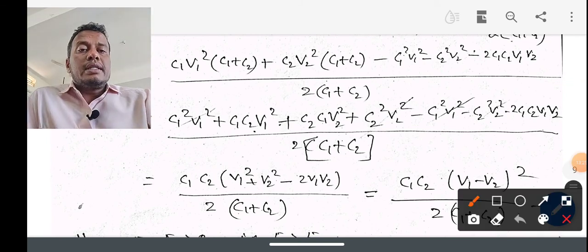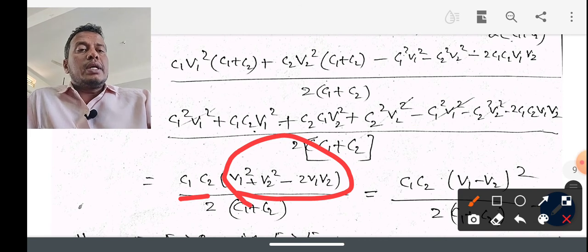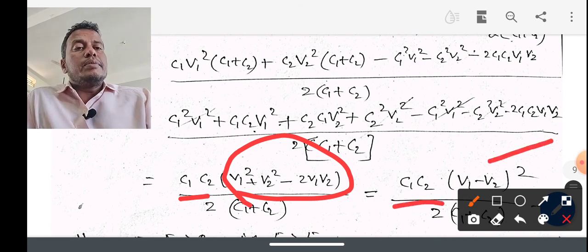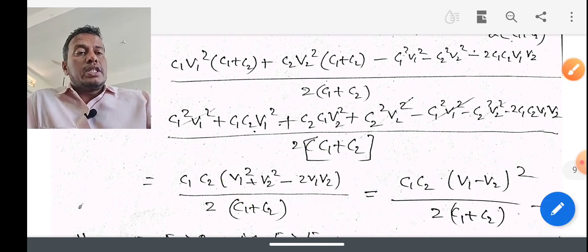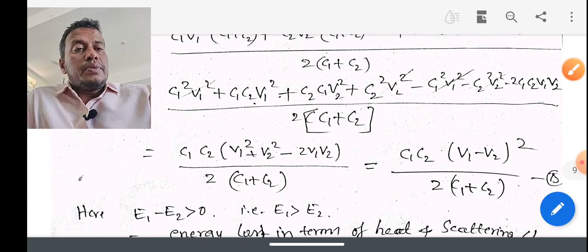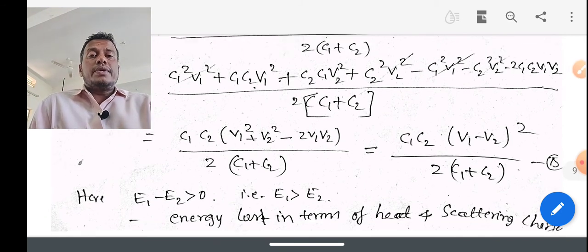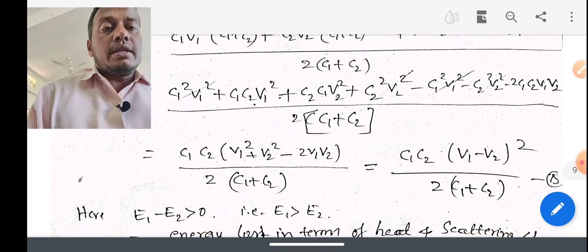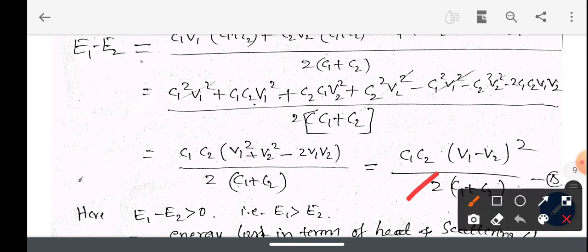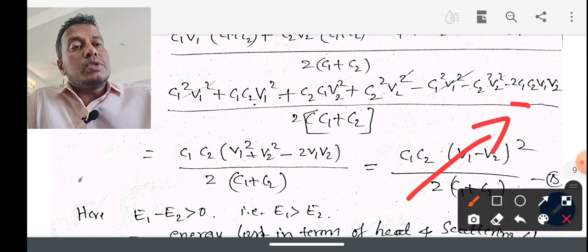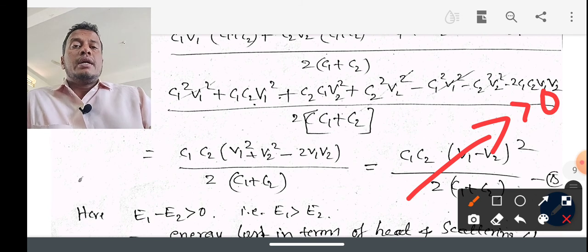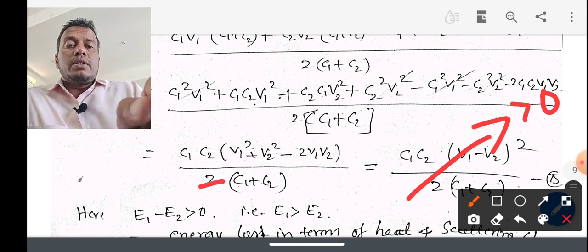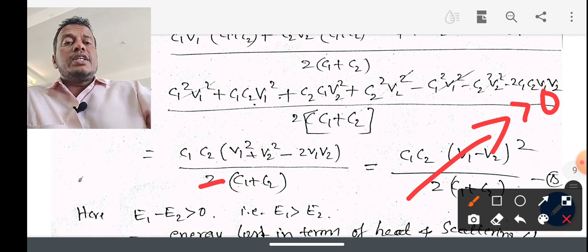So, on simplification this leads to the A minus B whole square formula, that is C1 C2 into A minus B whole square, that is V1 minus V2 whole square, divided by 2 into C1 plus C2. This is the equation we are seeing here. From this equation we conclude that this is a positive term, greater than 0. So, this term being greater than 0 means E1 minus E2 is greater than 0, that is, the energy before sharing is greater than the energy after sharing.